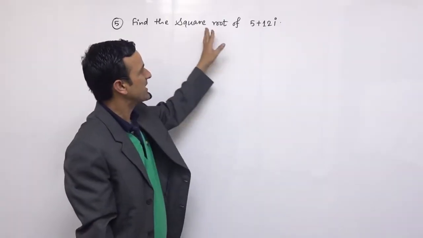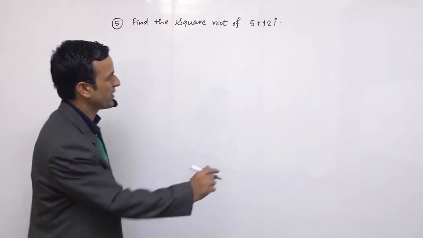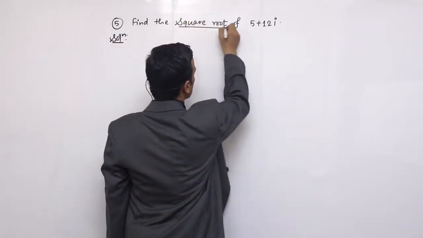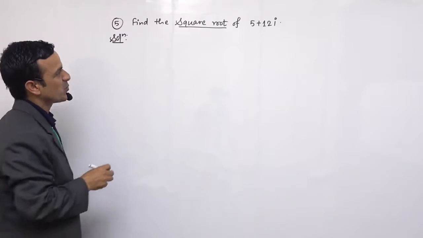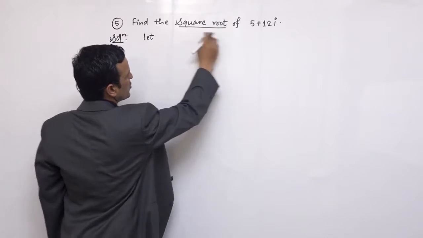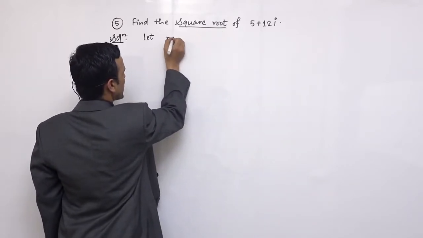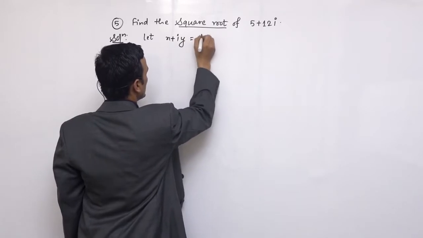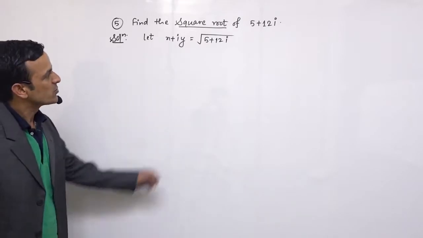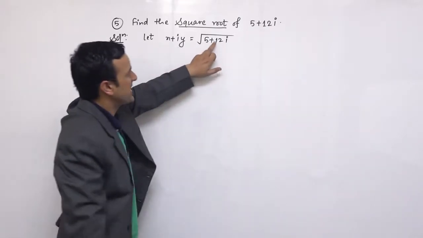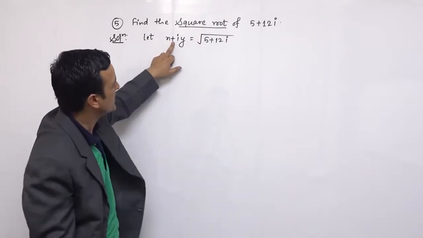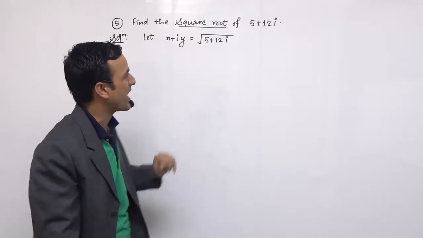We have another question: find the square root of 5 plus 12i. So let's solve the question. Here the square root is given. So how to find the square root? Let the square root of this be x plus iy, equal to root under 5 plus 12i. This is the question, and its square root is something that should be a complex number in the form x plus iy.